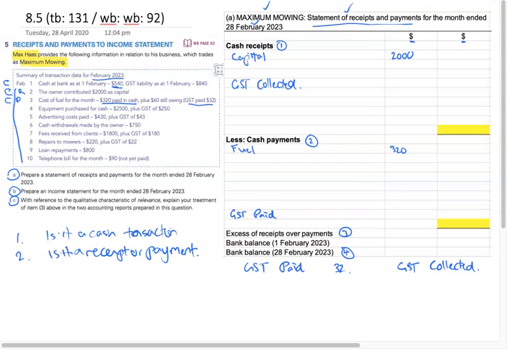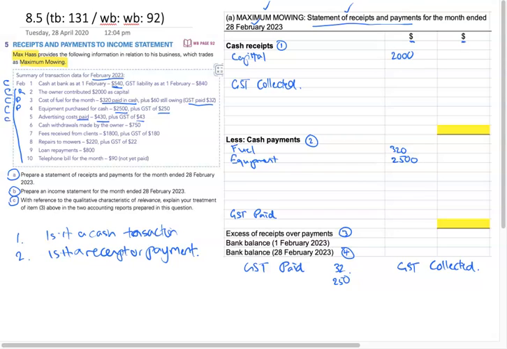On the fourth, equipment, we purchased equipment for cash, so clearly it's a cash transaction. It was for $2,500 plus GST of $250. We have purchased equipment with cash, which means we have paid cash. So we now have a cash payment of equipment, $2,500, and let's keep our running tally of GST paid, $250. On the fifth, advertising costs were paid of $430 plus GST.